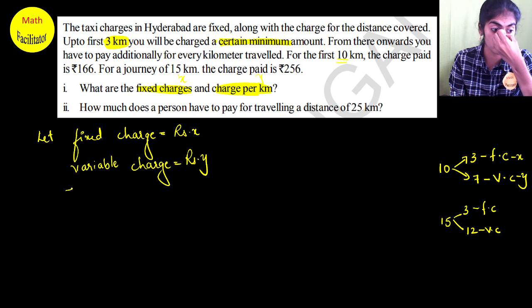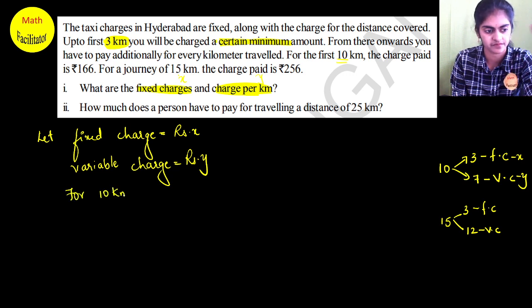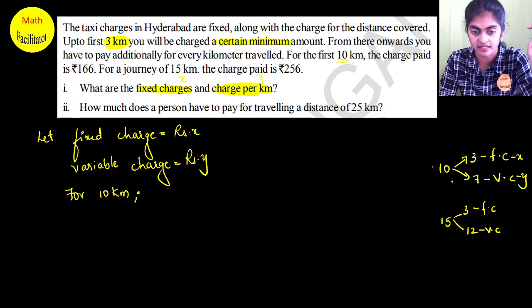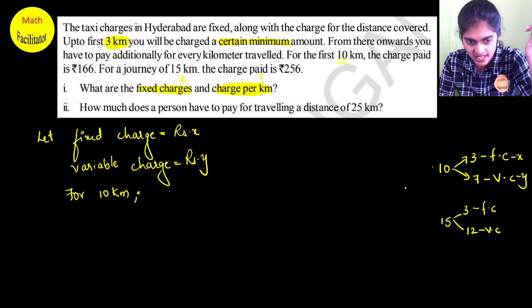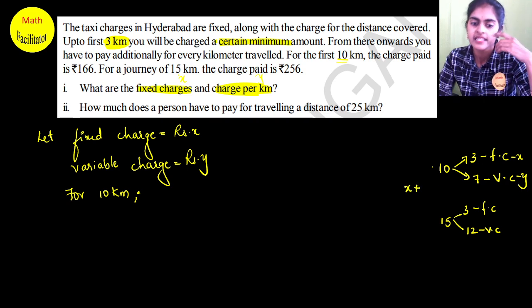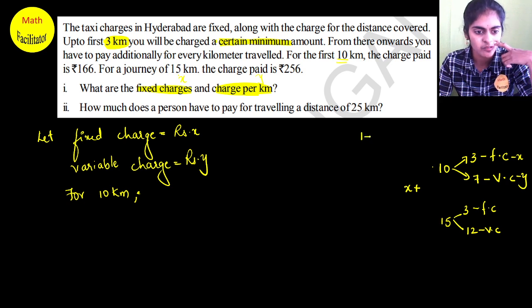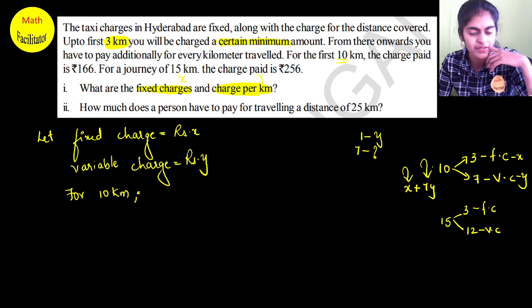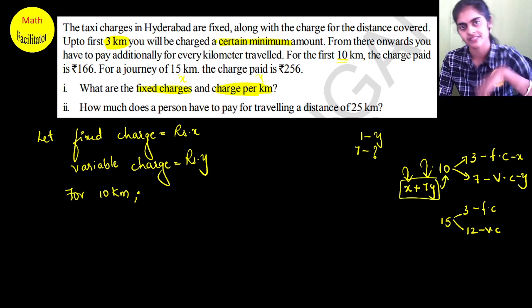See here, for 10 kilometer, 3 kilometer is fixed and 7 kilometer is variable. So for this fixed charge, you will pay only x rupees. 7 kilometer is variable. For 1 kilometer, you are paying y rupees. For 7 kilometer, how much will you pay? 7 into y, so 7y. So for 3 kilometers I am paying x rupees, and for the next 7 kilometer I will pay 7y rupees. So this is the total which I pay for 10 kilometer.